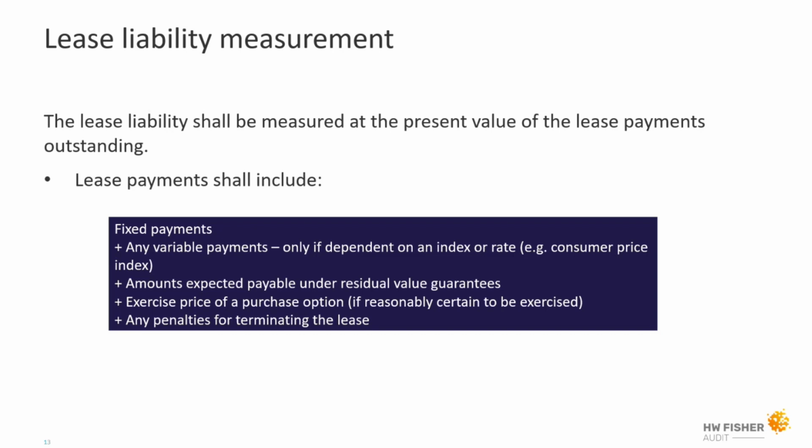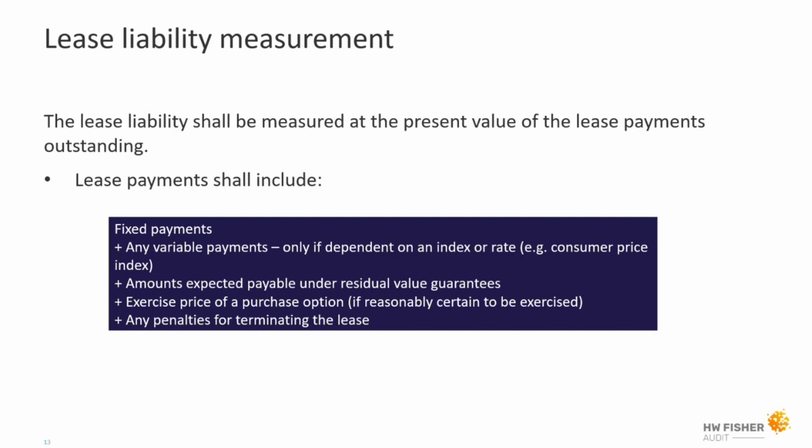discount it down. Other areas to think about: amounts expected to be payable under residual value guarantees, or whether or not there is an exercise price for a purchase option. And again, coming back to that reasonably certain, it's going to be exercised. So is there a commitment to buy the asset at the end of the lease term? How much is that for? And if so, that needs to be included and discounted back if it is reasonably certain it will be exercised. So those things should be included.